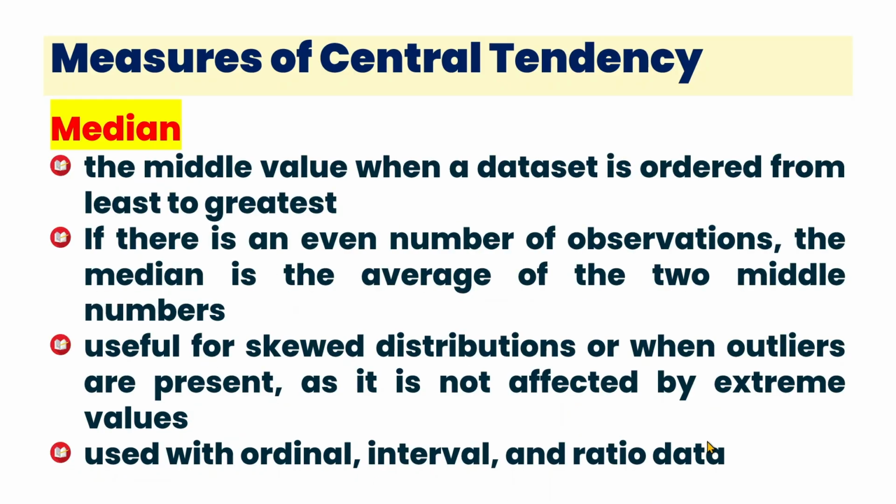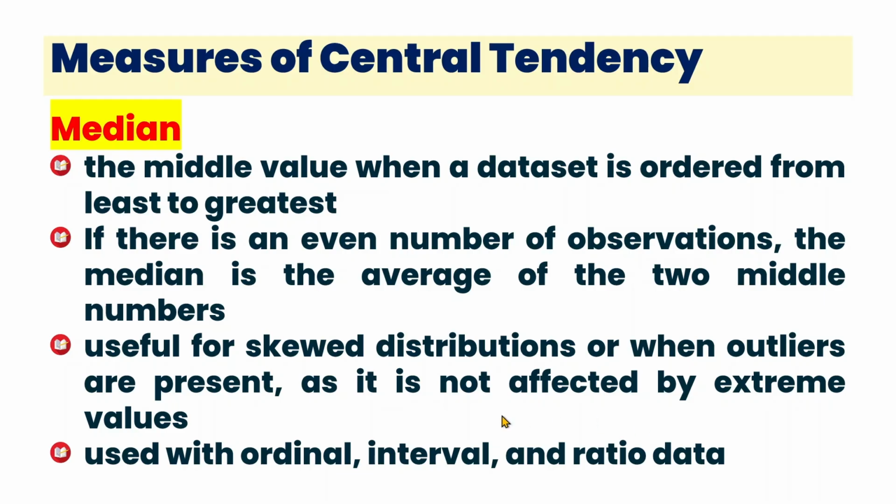The next measure is called the median. The median is the middle value when a dataset is ordered from least to greatest. If there is an even number of observations, the median is the average of the two middle numbers. Median is useful for skewed distributions or when outliers are present, as it is not affected by extreme values. It is used with ordinal data, those that rank values; interval data, those with exact intervals or exact differences; and ratio, this is a combination of ordinal, interval, plus a true zero.